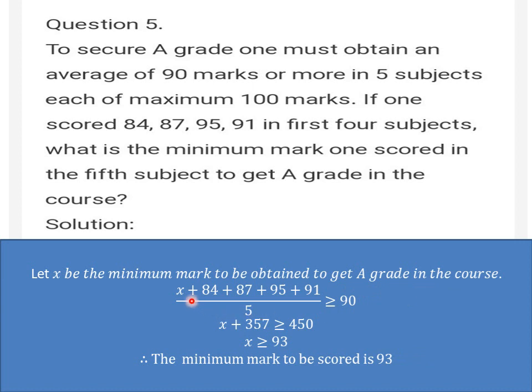So we are finding the average of all the 5 subjects. The marks of these 4 subjects they have given in the question itself. The 5th subject we are taking as x. So this divided by 5 should be greater than or equal to 90. So x plus, when we add everything we will get 357. Then cross multiply it, we'll get 450. Cross multiplication we cannot apply when there is an inequality. It is like multiplying by 5 on both sides. So x is greater than or equal to 450 minus 357. It will become 93. Therefore, the minimum mark to be scored is 93.